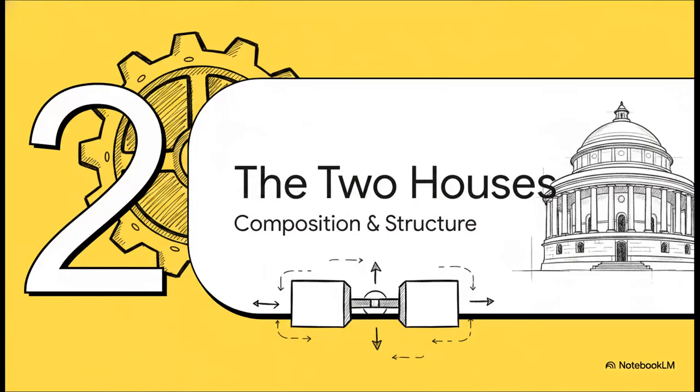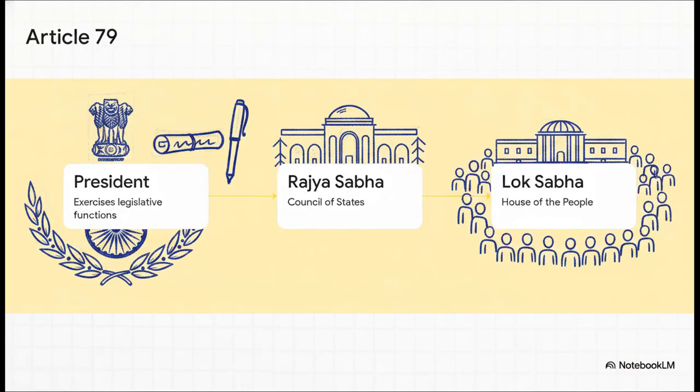Moving on to Section 2, Anatomy of the Two Houses. Now that we know the boundaries of its power, let's look at the actual parts of this machine. Under Article 79 of the Constitution, Parliament is actually made up of 3 distinct parts. Number 1, the President. Number 2, the Council of States, which we all know as the Rajya Sabha. And number 3, the House of the People, or the Lok Sabha. Now, it might actually surprise you to see the President listed as a part of Parliament, right? Because they don't sit in either chamber, but they're considered an absolutely integral part because of their legislative functions.